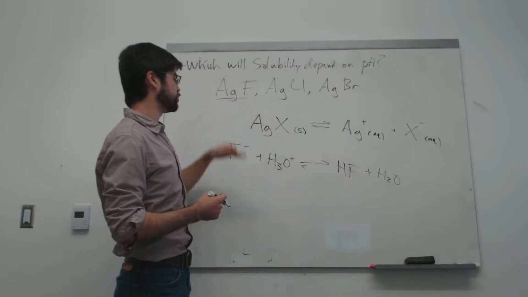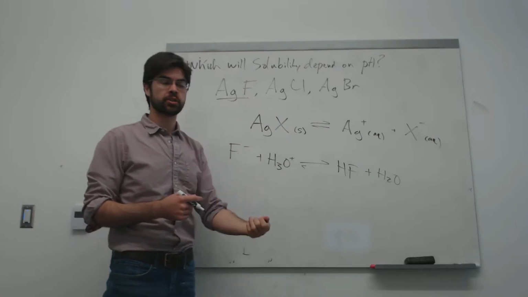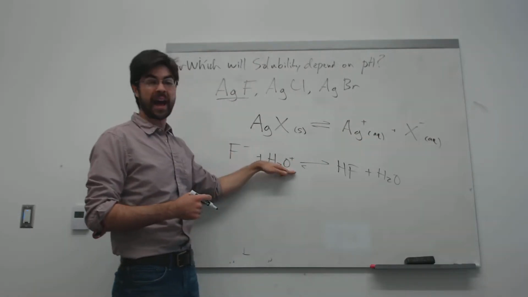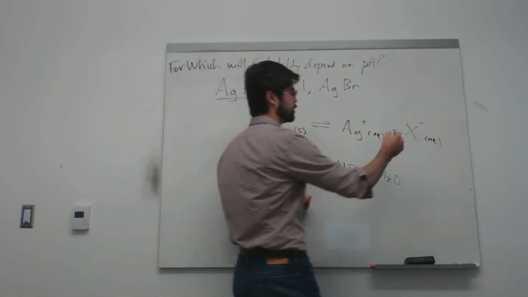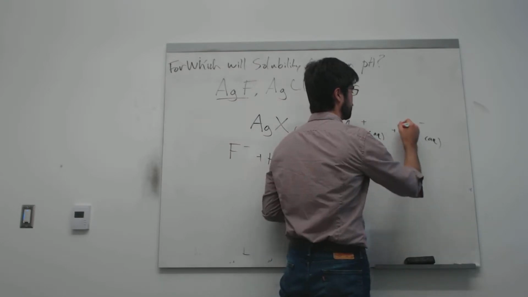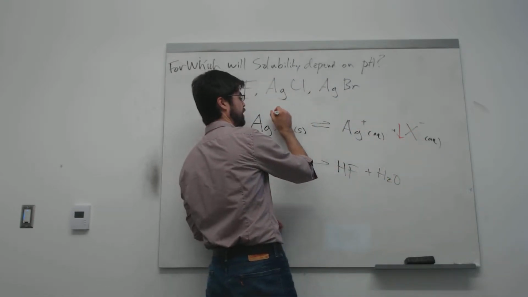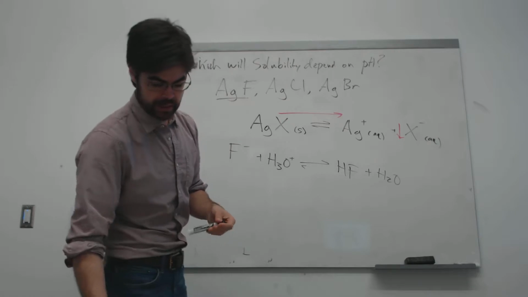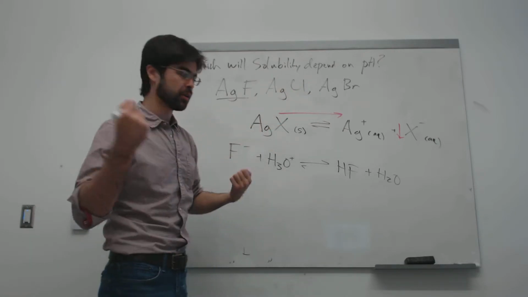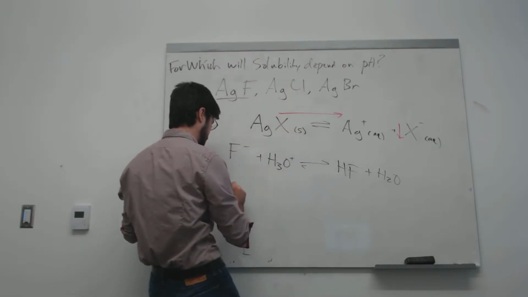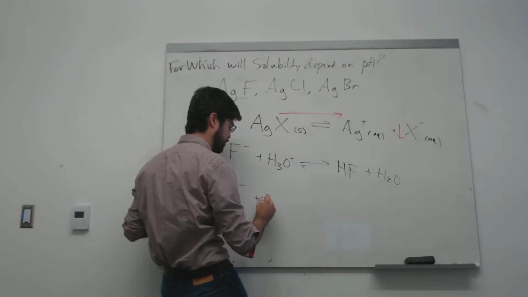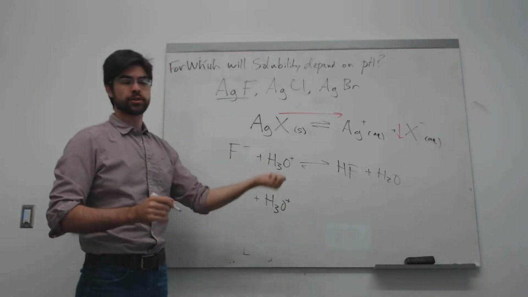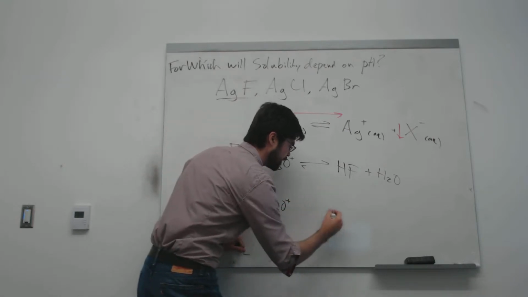So if I take silver fluoride and I put it in an acidic solution, some of the fluorides dissociate. Those fluoride ions react with hydronium ions. That will have the net effect of decreasing the concentration of fluoride ions, which shifts this reaction forward, so the solubility increases. Now, why does that not work for the other ions, like chloride and bromide? Why don't they react, or why are they not pH dependent? Because chloride is the conjugate base of hydrochloric acid. If I react them, this reaction happens.